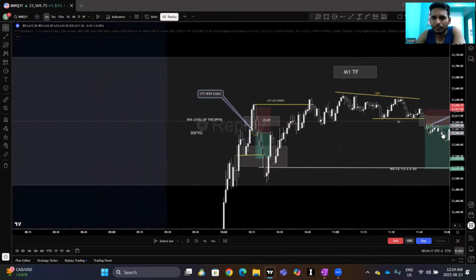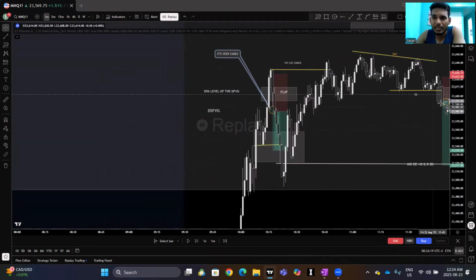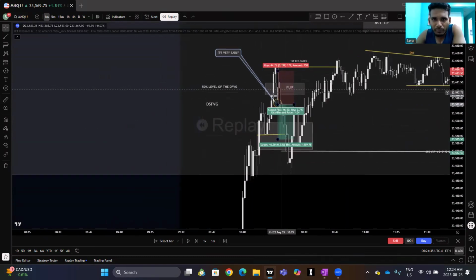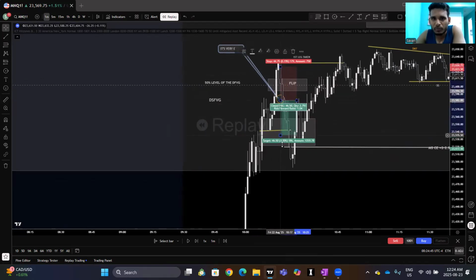This entry didn't. This is just a very early move in 1 minute, and we don't get much information, much structure here. It's just a flip. As soon as it reaches the 50% of the daily fair value gap, it gives some reaction. So I entered with the stop at this high. The optimal stop loss should be after we get the flip, this candle, the fair value gap which flipped. This candle high could be the optimal stop loss.